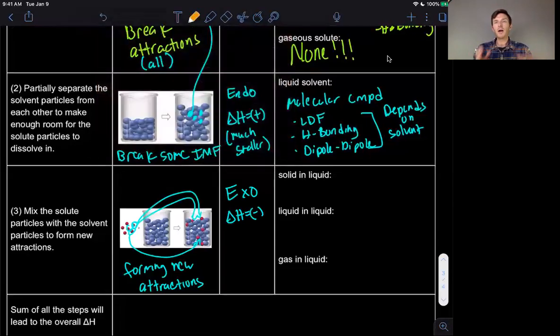So we think, what kinds of attractions can we have if we have a solid dissolving in a liquid, or a liquid dissolving in a liquid, or a gas dissolving in a liquid? Go ahead and pause the video and think about what kinds of new attractions would be present if we were to dissolve a solid, and what kind of solid we would have, into a liquid. Why don't you go ahead and fill that in on your table.